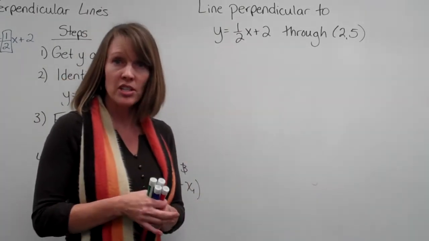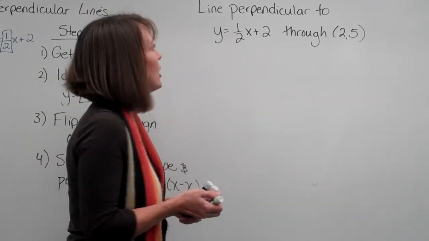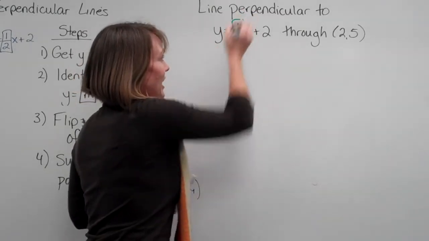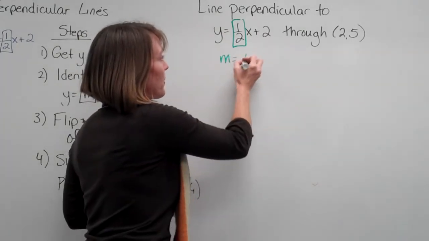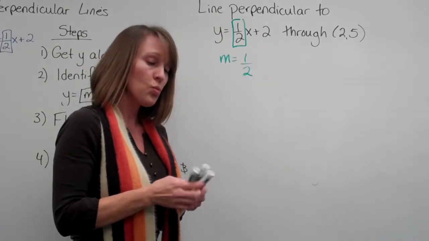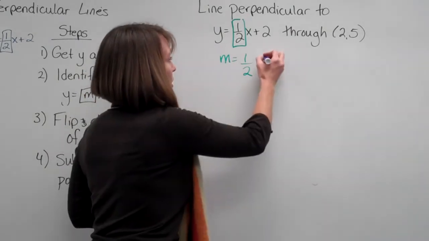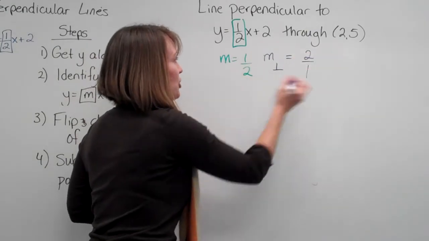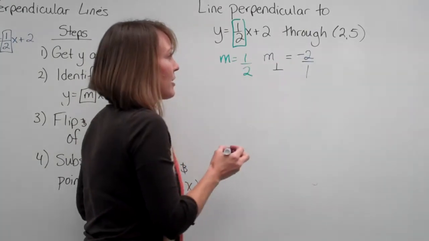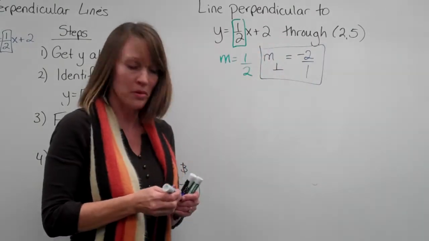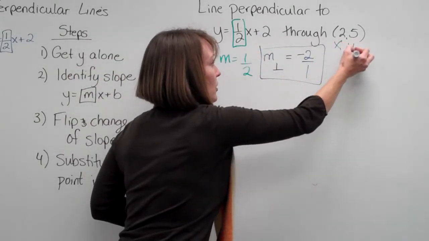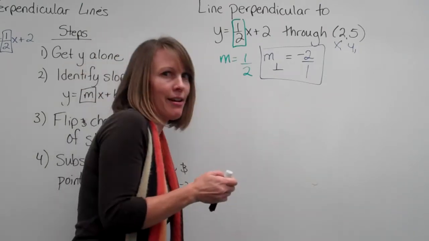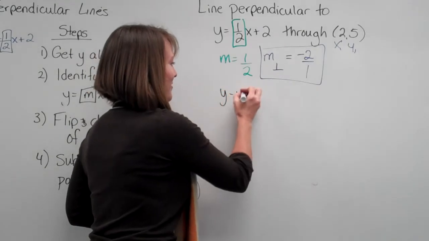All right, same thing we just had visually, let's do it mathematically. So we make sure that the y is alone, so it's y equals mx plus b. So the original slope is 1/2. We need the perpendicular slope. So perpendicular slope would be flip it upside down, change the sign, so positive now becomes a negative, new slope. New slope, random point, point-slope equation.